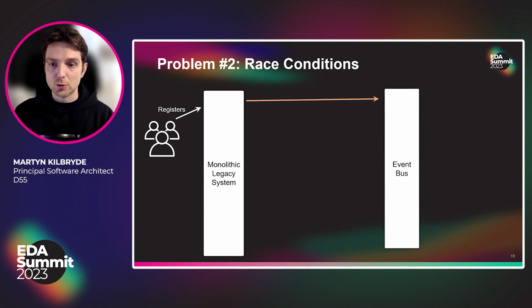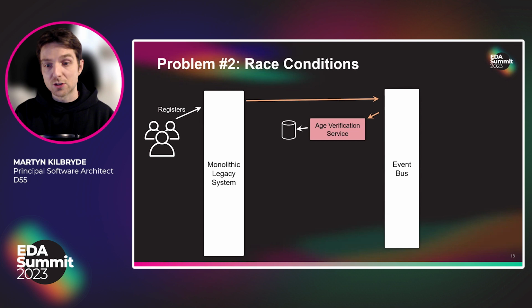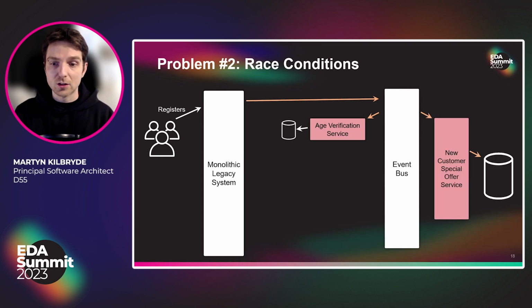The first goes to an age verification service, which is going to run the same verification checks as we've discussed previously. The other service that's going to get the event is, say, a customer special offer service. So new customers will get assigned some kind of special offer. Now, this service at this point is just going to register the customer in its local database. Because it's microservices, it's not going to have access to the monolithic database full of the customer information. So we're going to register this customer in our database so that later on we can assign a special offer to them.